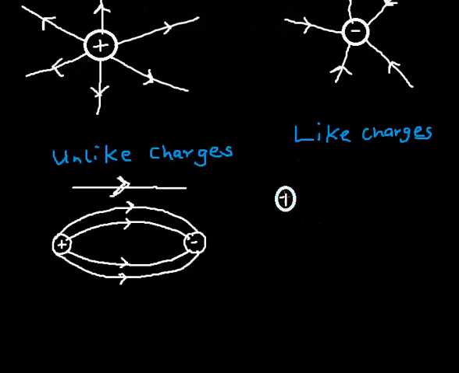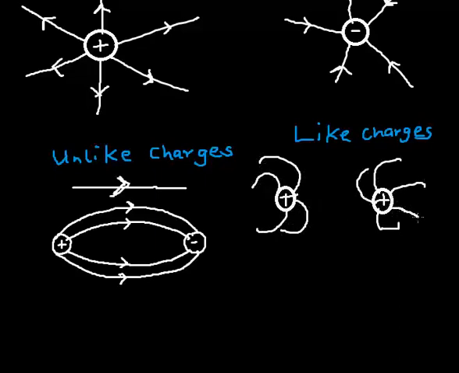A positive charge, and of course another positive charge. You know what happens when you bring two positive charges together, okay? There's going to be repulsion, so the lines will actually move away from each other. But don't forget, the arrow is always pointing outward for a positive charge.